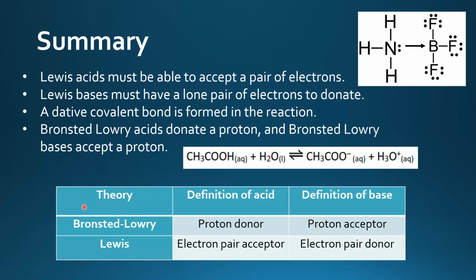So let's have a comparison of the two theories. In the Bronsted-Lowry theory, the acid is a proton donor and the base a proton acceptor. And in the Lewis theory, an acid is an electron pair acceptor and the base an electron pair donor.